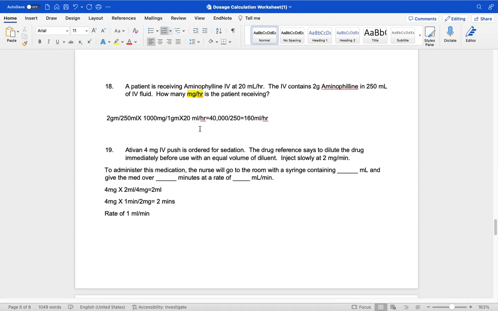When you work this across, this gives you 40,000 divided by 250. When you work that out, that gives you 160 mLs per hour. Or sorry, milligrams per hour.